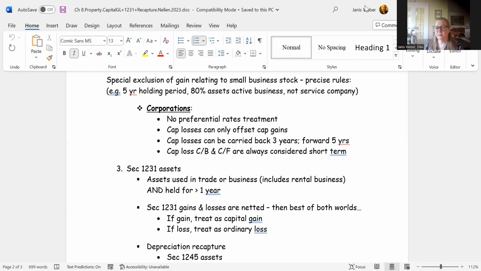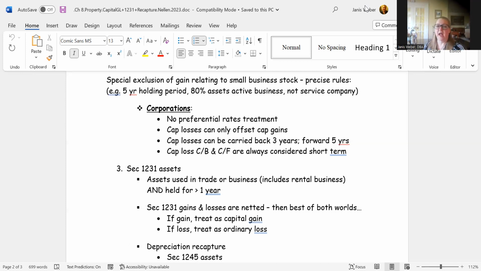So there is a benefit to being on the capital losses for corporations that is not there for individuals, and that's that 3-year carryback. And then capital loss carryback or carry forward is always considered short term, which when you're doing your groupings doesn't make a whole lot of difference since we don't have the preferential treatment. But nonetheless, it is noted that it's considered short term.